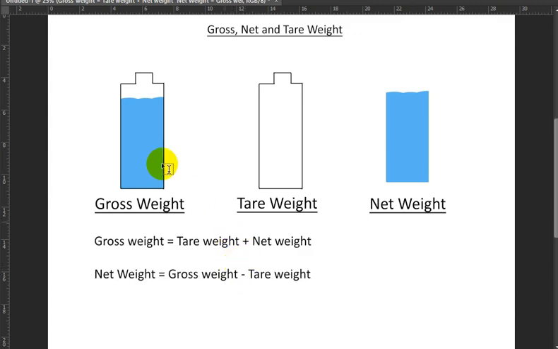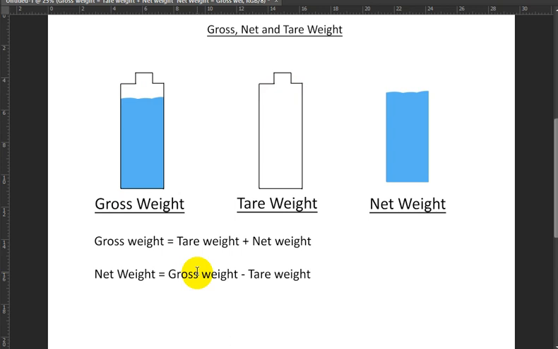Lastly, what if I know how much the water weighs, and I know how much the bottle weighs with the water, but I don't know how much the bottle weighs alone? So in this case, I know the net weight, I know the gross weight, and I want to find the tare weight. Well, again, if I want to know how much the bottle weighs alone, just empty the water. Remove the water from the water bottle, right? And all you'll be left with is the bottle.